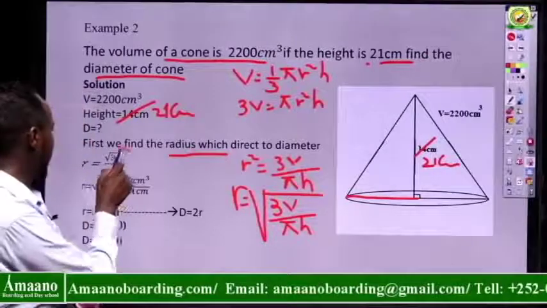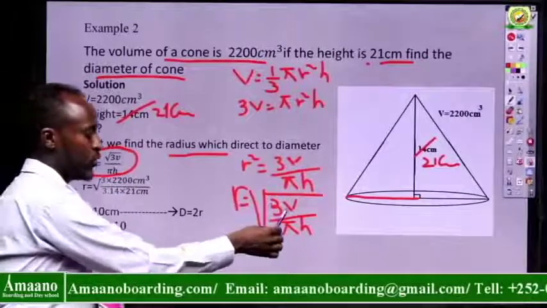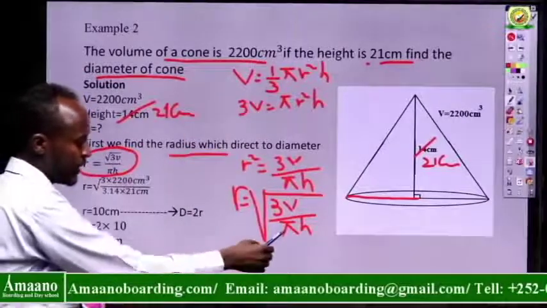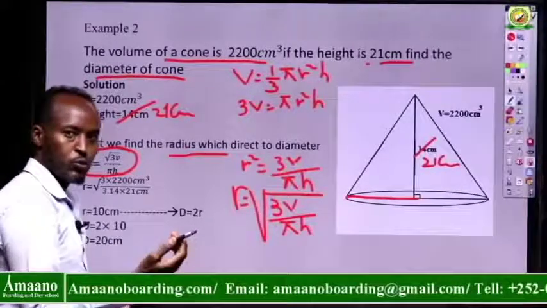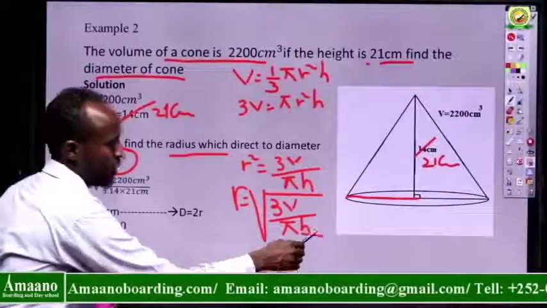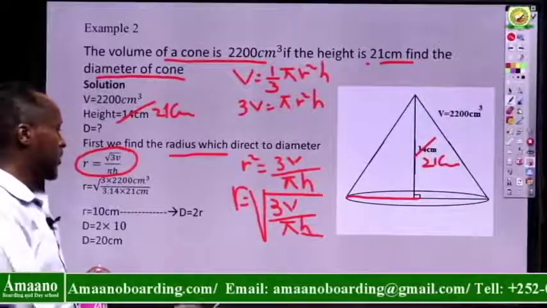As we are given here, we will substitute V as 22,000 centimeter cubed. Also, we can use 3.14, or you can use 22/7. Then you can use a calculator. H is 21 centimeters.